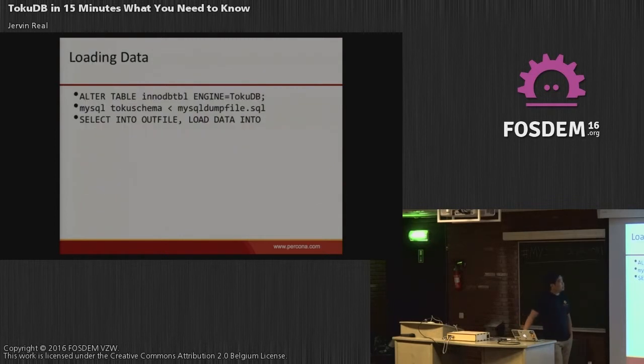When loading data, you don't want ALTER TABLE from InnoDB to engine TokuDB. That would be very slow. You also don't want to import an SQL file into a TokuDB table. That would still be very slow. If you have an existing InnoDB table, you'd want to SELECT INTO OUTFILE to a CSV, and load that back in with LOAD DATA INFILE. That is much, much faster.